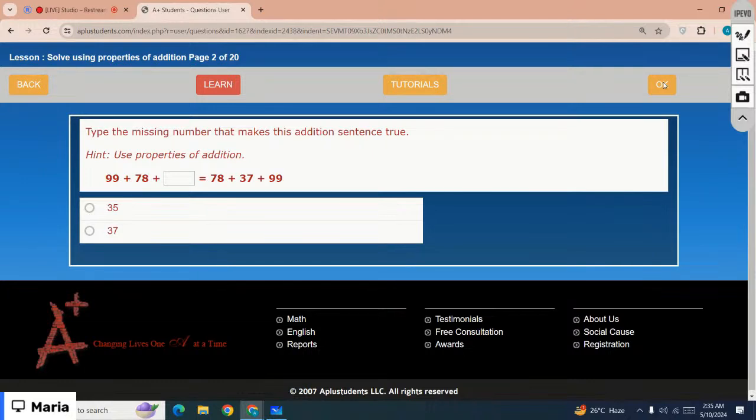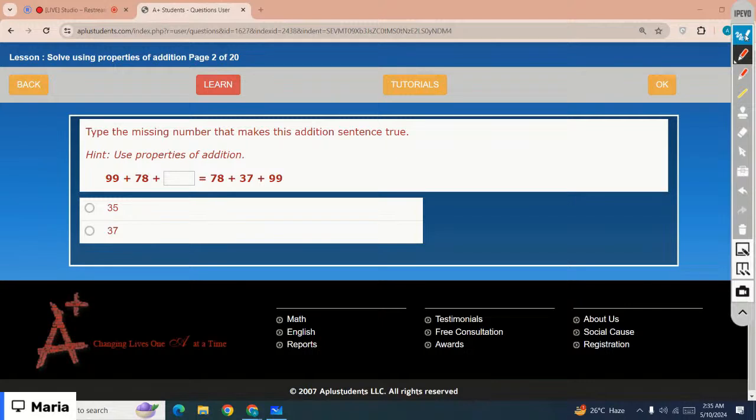Type the missing number that makes the addition sentence true. That is 99 plus 78 plus the missing number. What number is missing? That is 37. So the correct option is 37. The missing number is 37.